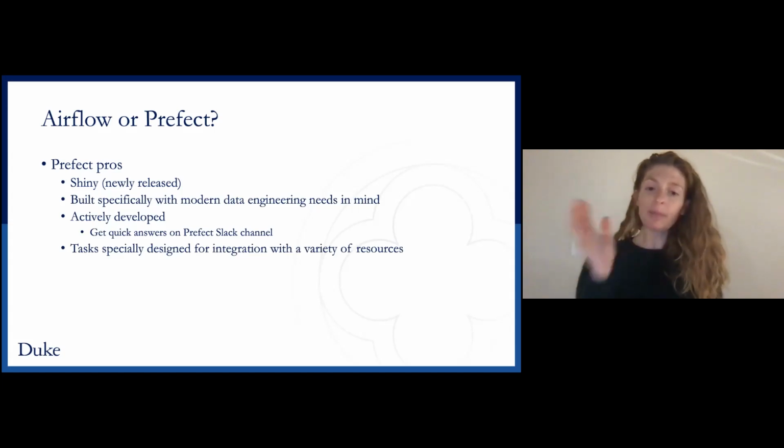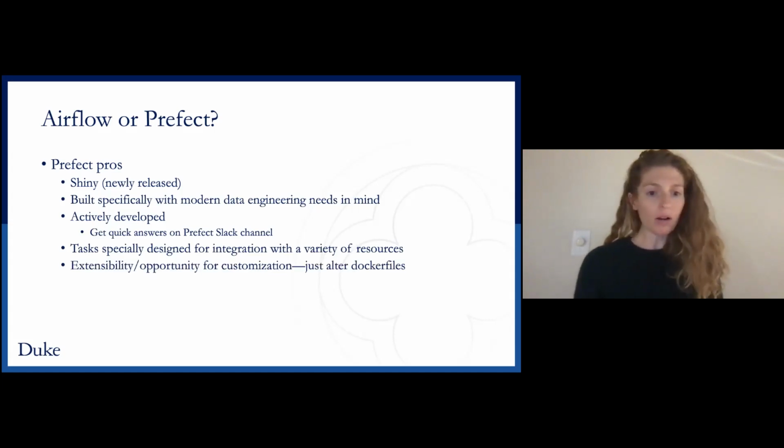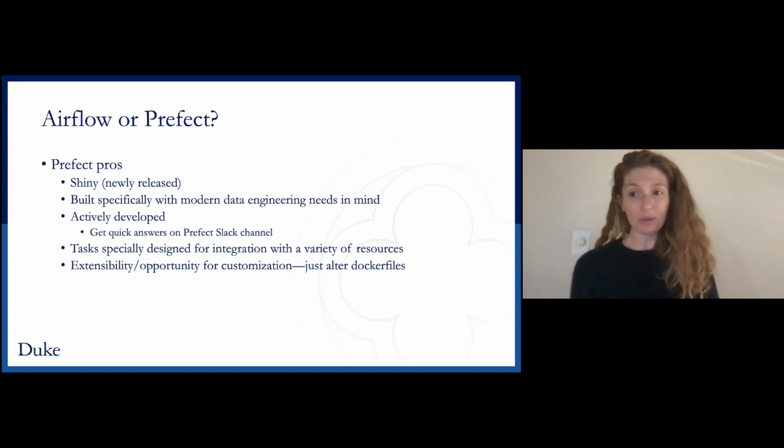And then thinking about modern data engineering needs, the Prefect API offers a variety of tasks that are specifically designed to be integrated with common resources, many resources that we use here at Duke, such as Azure. So then another really nice thing about Prefect is extensibility, opportunity for customization. If you'd like to make some changes to the build, just alter the Docker files. I have not had to do this yet, but I got really close on one occasion. So it's nice to know that you can do that if you need to.